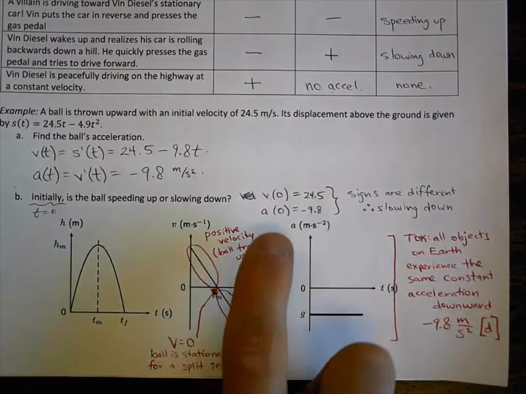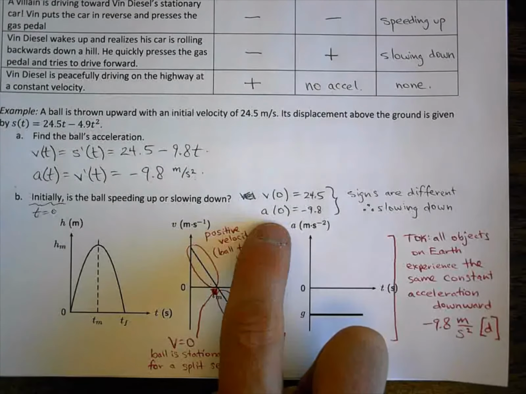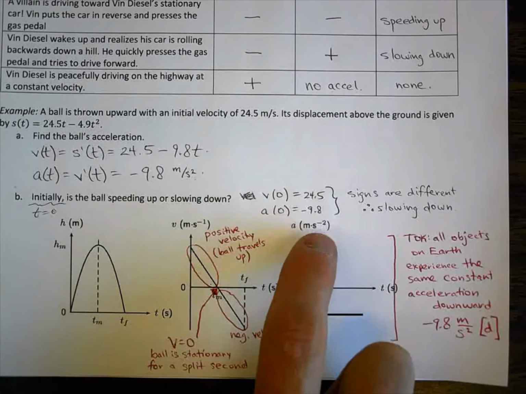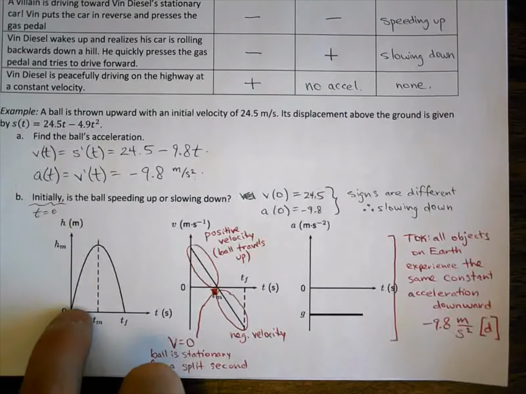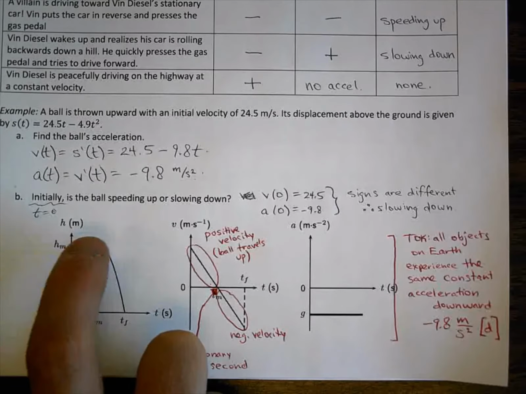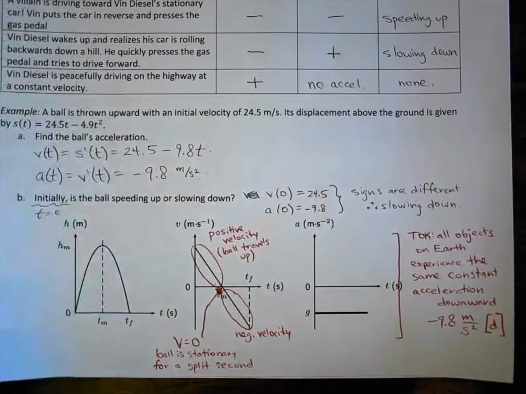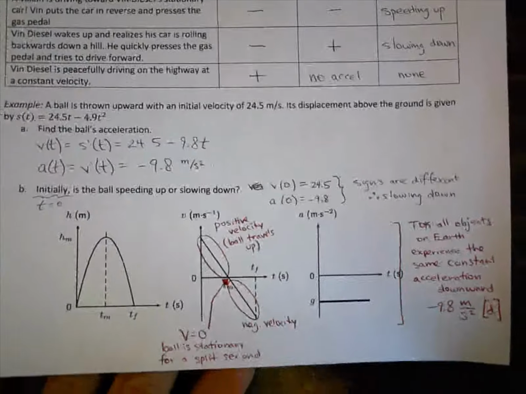And just to go back to the initial question, initially the ball is at 0, you have a positive velocity, negative acceleration, so the ball is slowing down. You've just thrown it, and it's going slower and slower and slower until it reaches that max point. Okay, hopefully we haven't said too much of that. Let's continue with our next and final long question here.